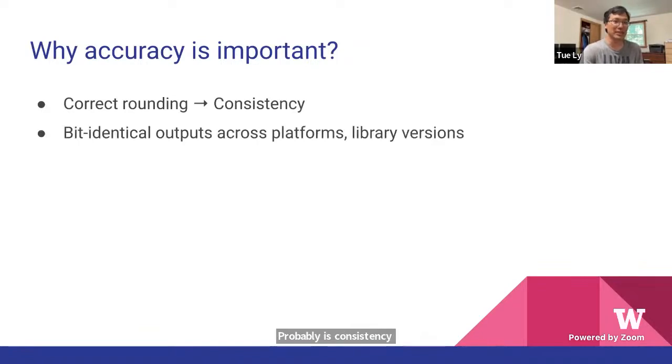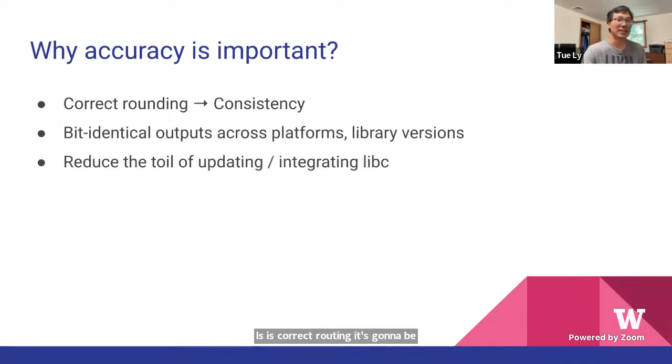If the math function output is correctly rounded, it's going to be consistent across platforms and library versions. That will significantly reduce the toil when we update or integrate libraries, or whenever there's a new glibc. At Google, a new glibc rollout is a big effort that takes months, especially on the math side, because a lot of the golden files need to be updated, and it's spread across multiple teams. Updating them is a lot of work, and it takes too long.